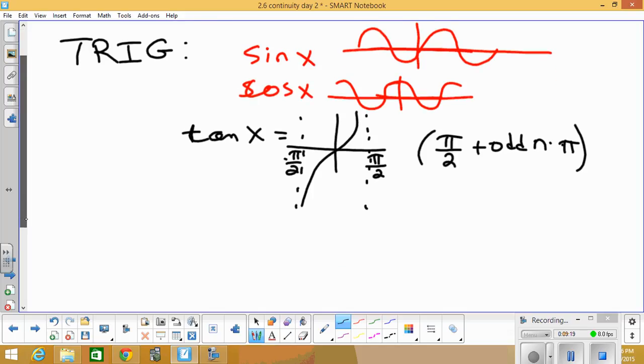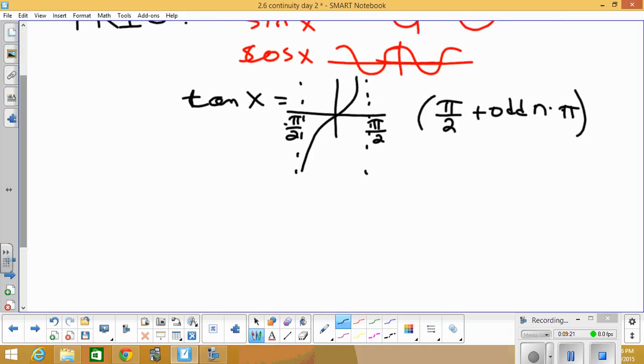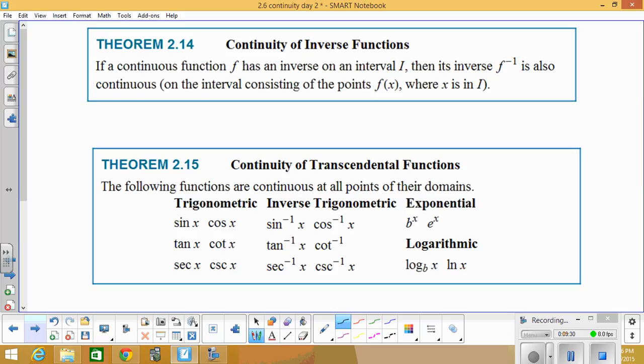The other one is exponential functions, and we're going to just assume they're always continuous; you just have to go ahead and look at each individual function. So then that leads us to theorem 2.14, continuity of inverse functions. If a continuous function f has an inverse on this interval, then its inverse also is continuous on this interval consisting of points where x is in the interval.